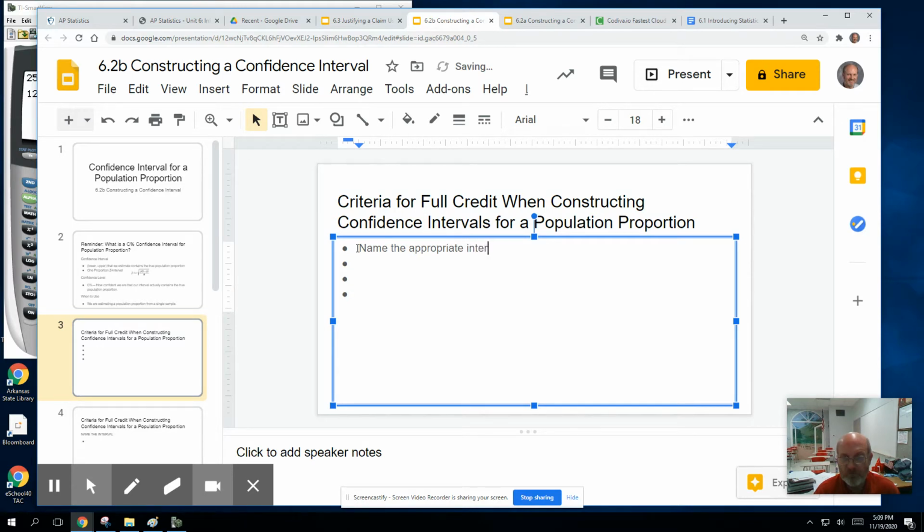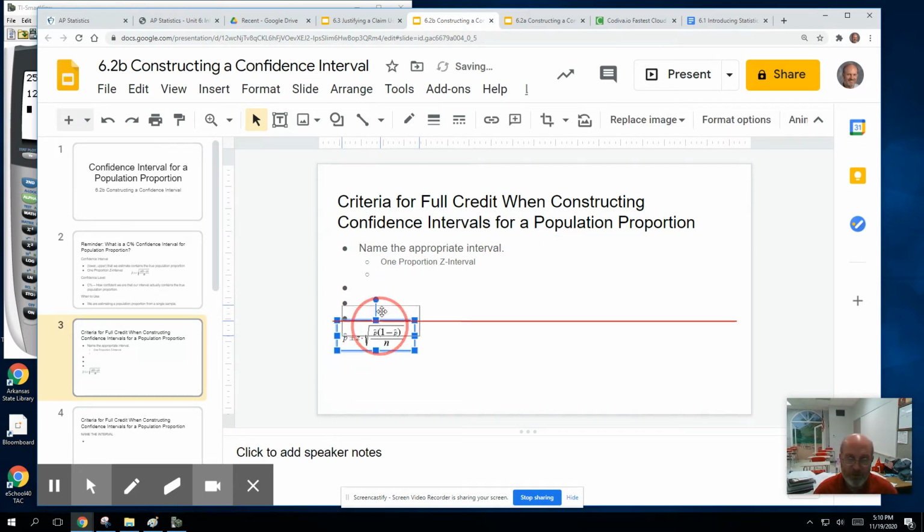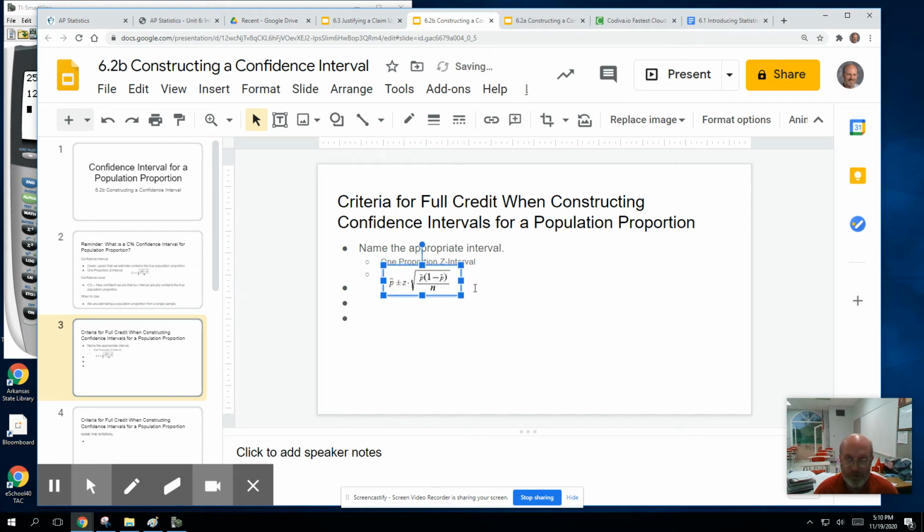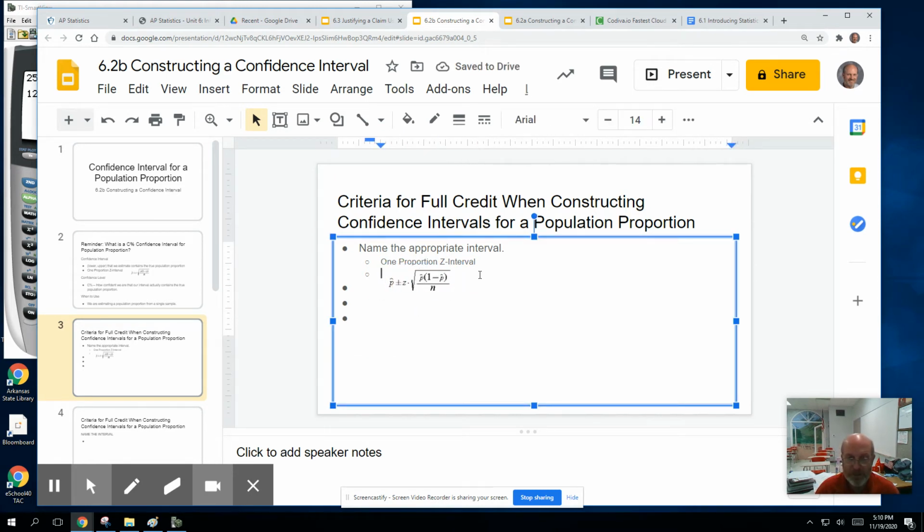We're doing confidence intervals right now for a population proportion from a single sample. And we're going to call this a one proportion Z interval. When you're asked to construct a confidence interval, you have to name the interval. Now you can do this by name or by the formula. If you write the formula down without the name, that will suffice. My suggestion to you, however, is to write the name and the formula.